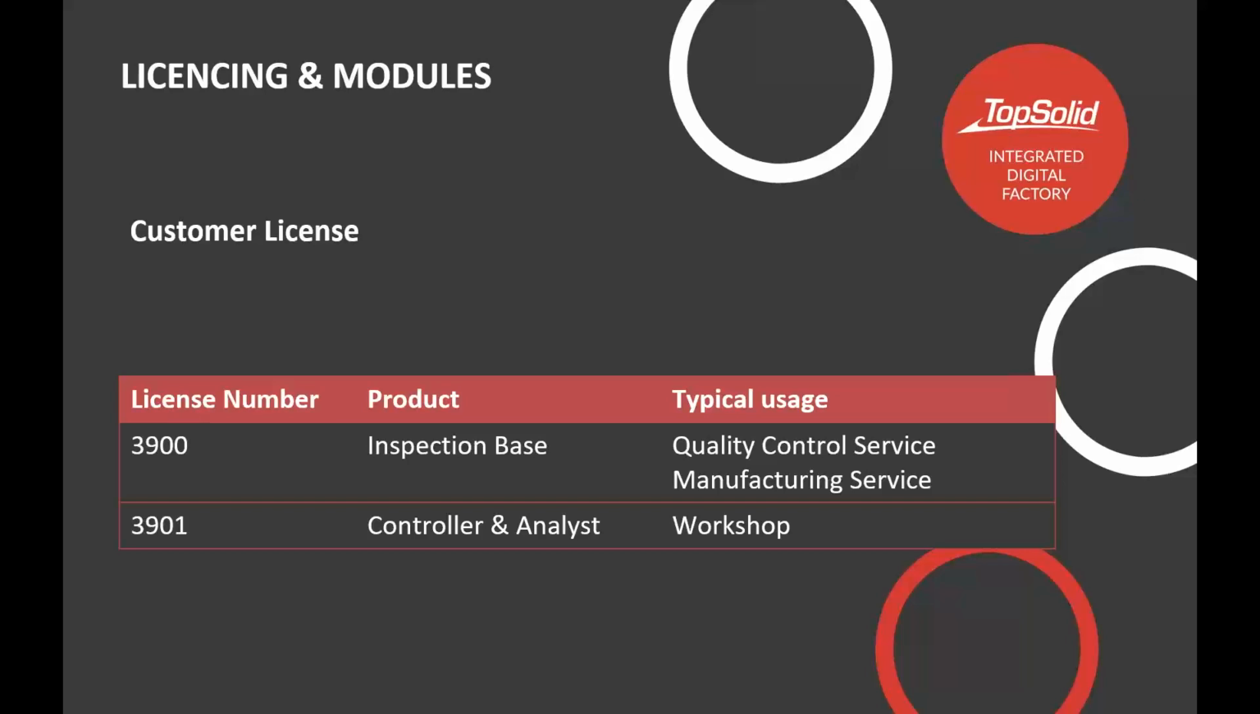The reason it's divided into 2 different licenses is because some companies may only want the base level of this, because then they want to pass this information into whatever their current process is. If they want to go paperless, then you add controller and analyst mode for the actual workshop level.